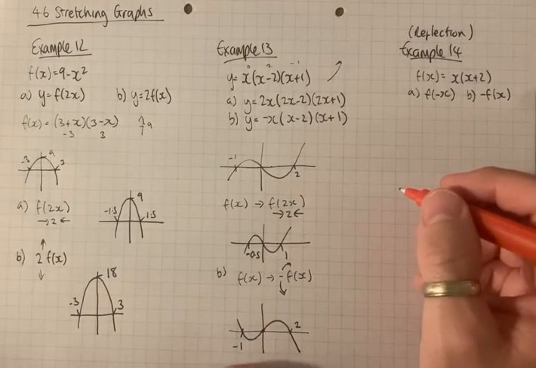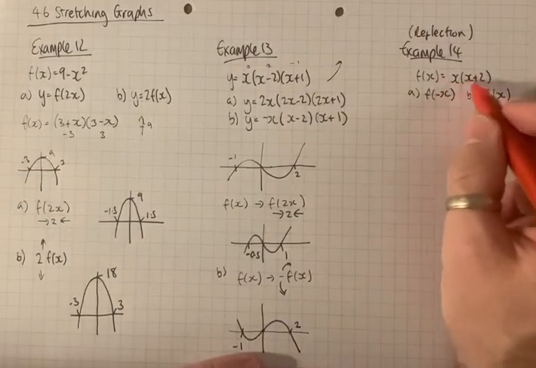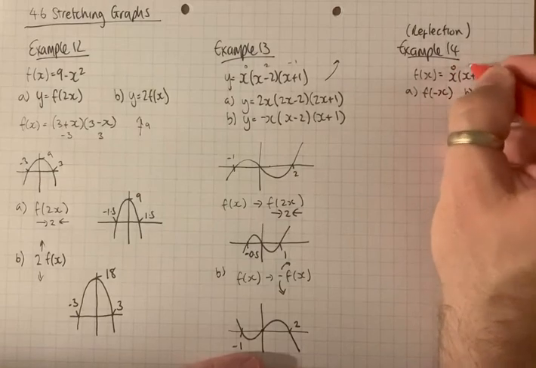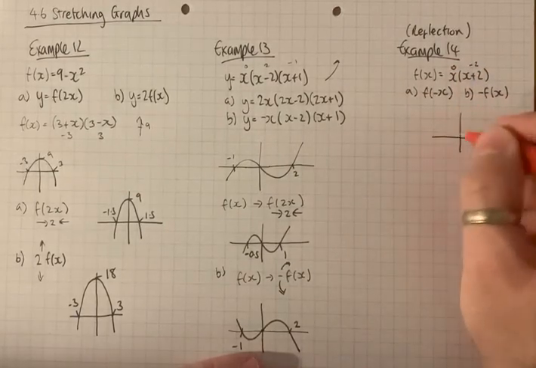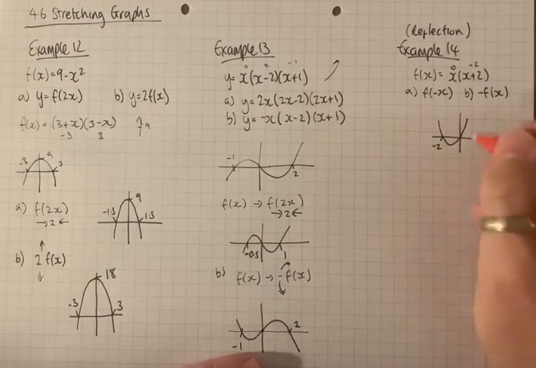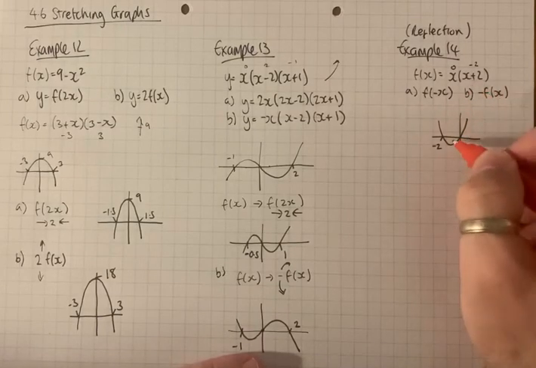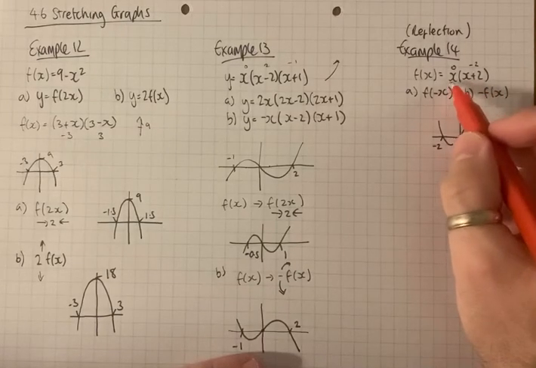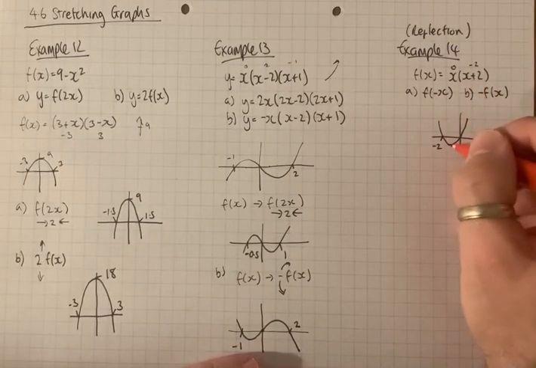On to the last one, example 14. We've got the original graph, which is going to be a quadratic, going through the x-axis at 0 and minus 2. It's looking something like that. We don't know if we need the turning point, but if we did, it would be at x equals minus 1, and when x is minus 1, you'll have minus 1 times 1, which would be minus 1.